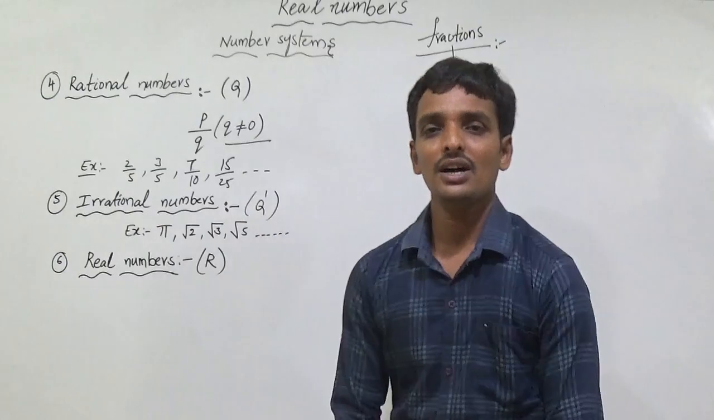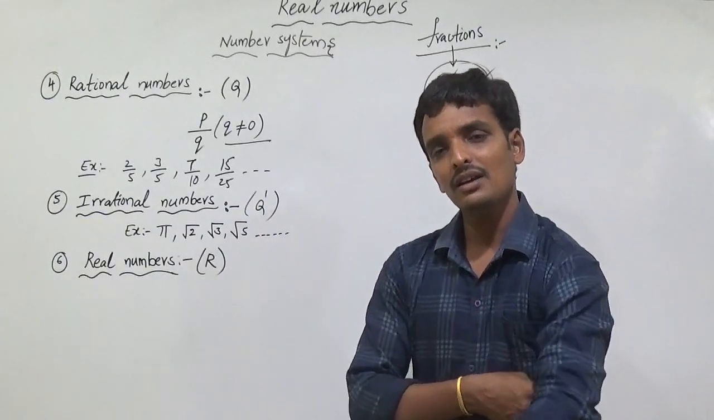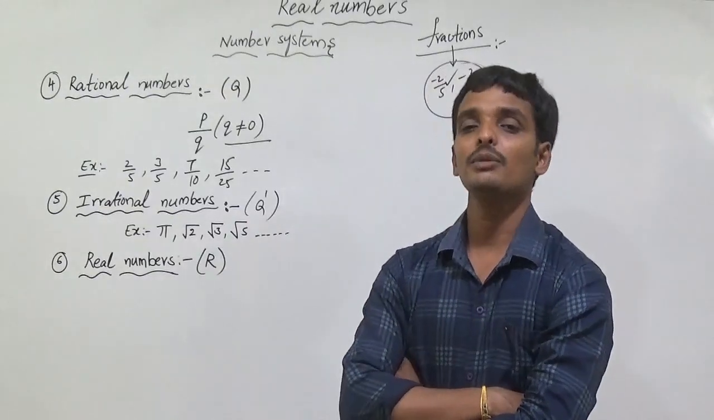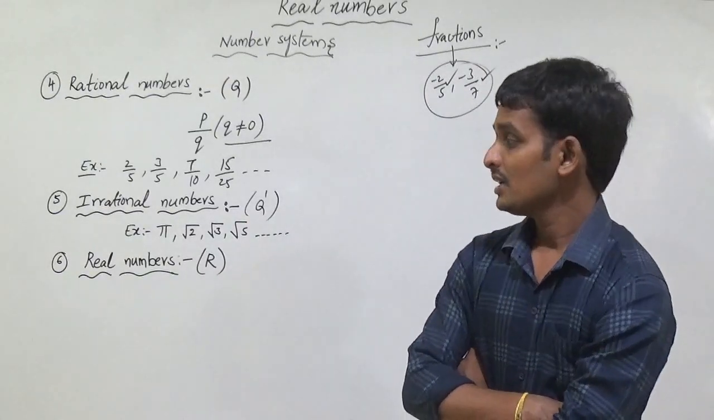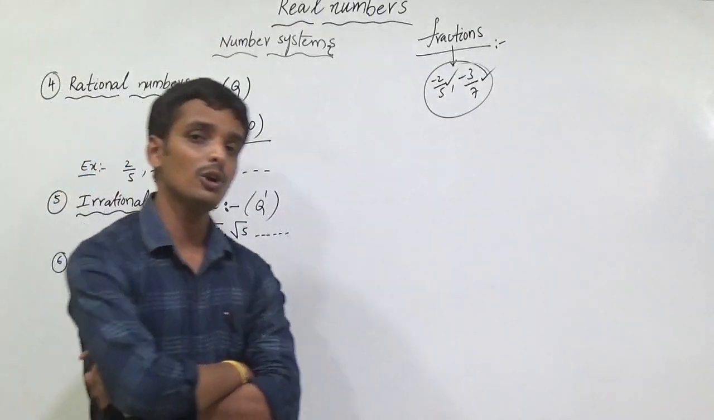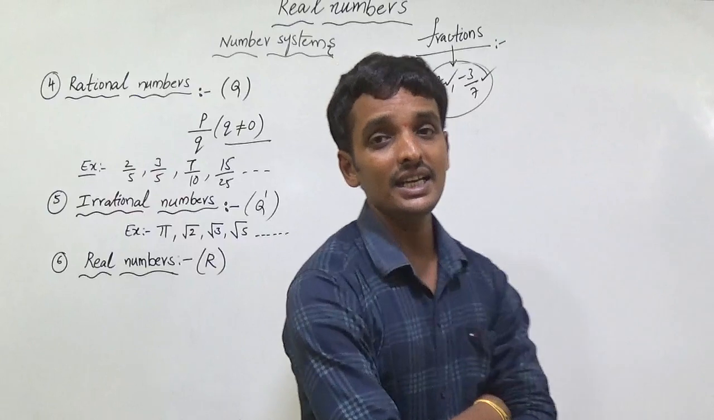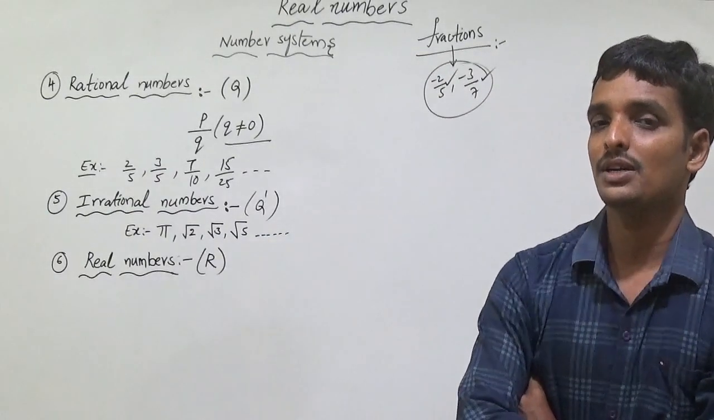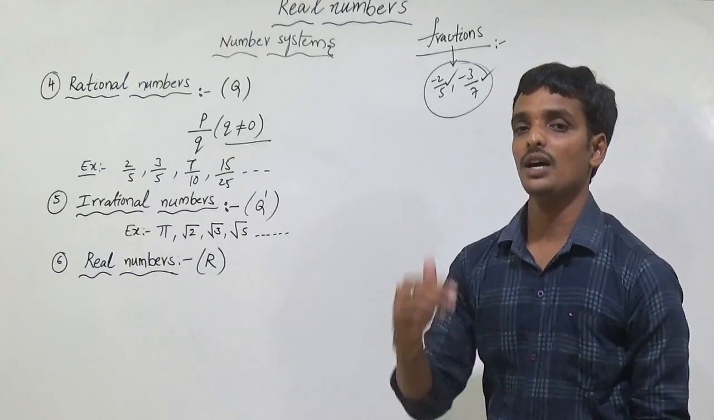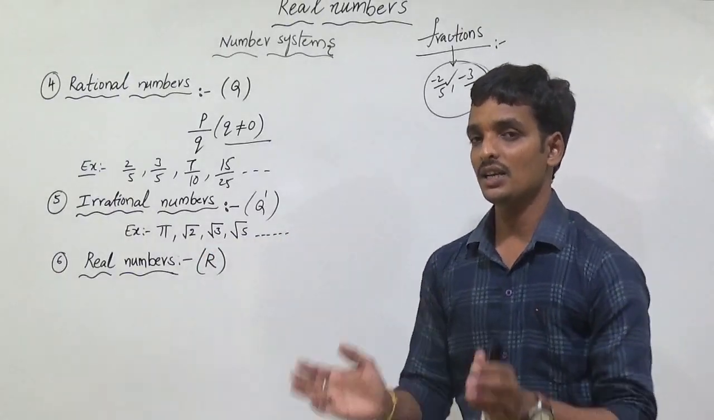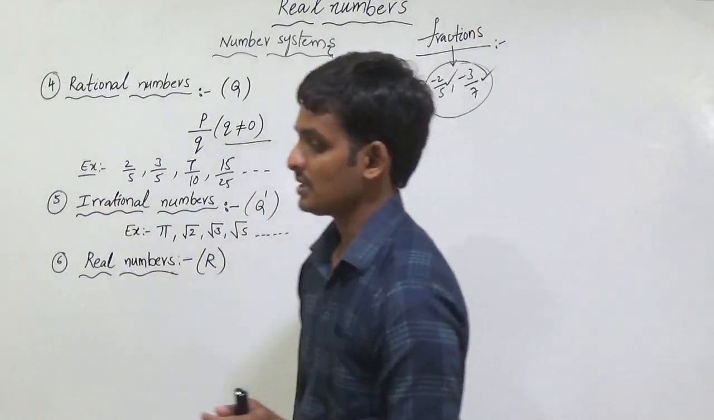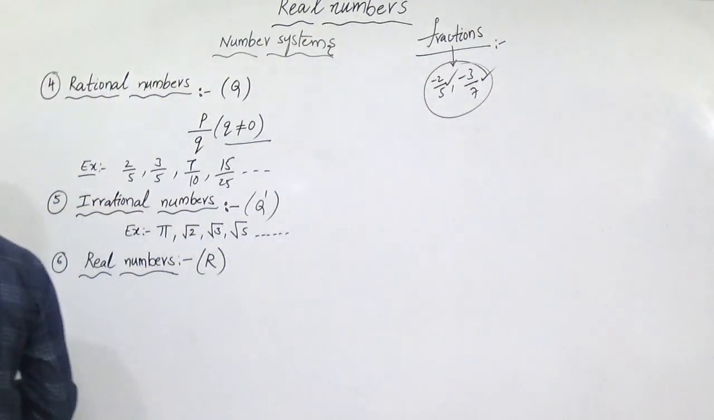Natural numbers, whole numbers, you already have knowledge of these. All natural numbers are whole numbers, all whole numbers are integers, all integers are rational numbers. The side topic: the numbers which are not rational are irrational. The set of rational and irrational numbers are called real numbers. Real numbers are denoted by the symbol R.